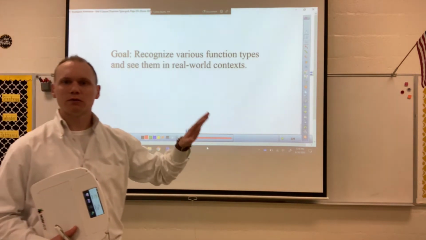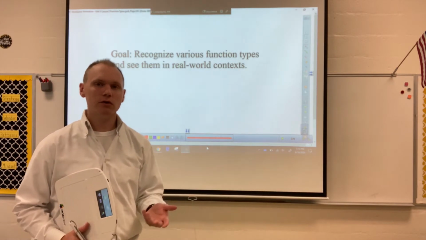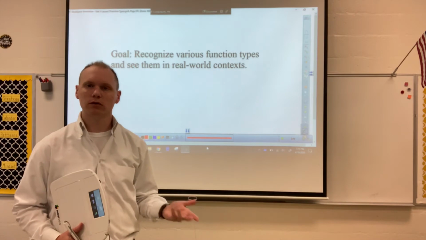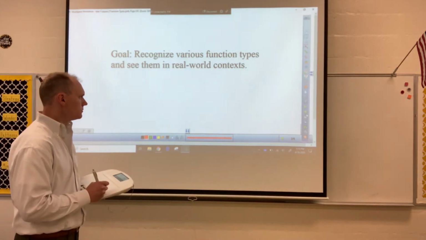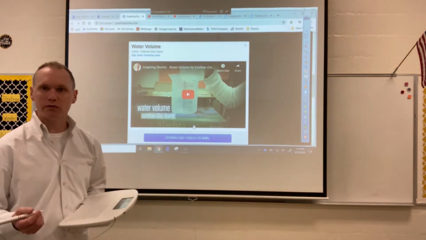So instead of just throwing up some graphs and saying, here, this is a linear function, this is an exponential function, I'm actually going to give you a real-world context to start out with. And then we're going to see why the graph looks the way it does. All right, so let's begin. We're going to do this through a number of different videos.